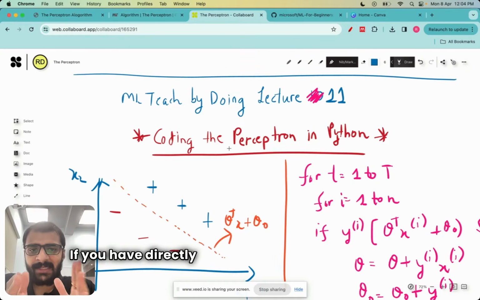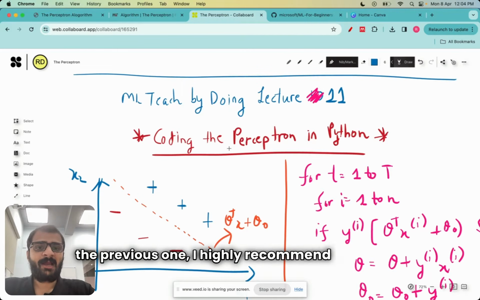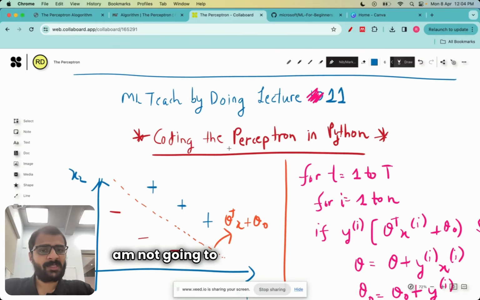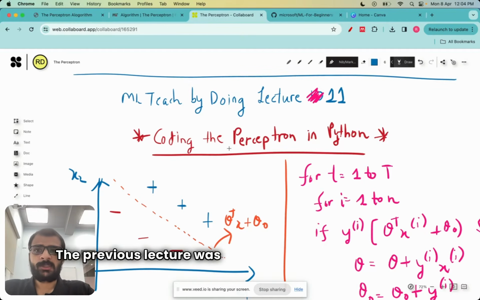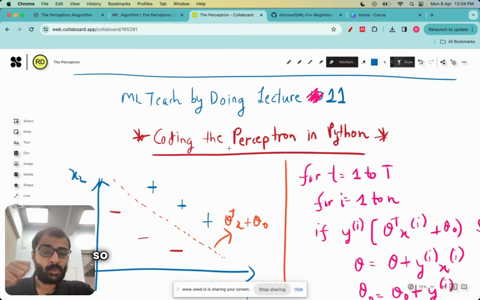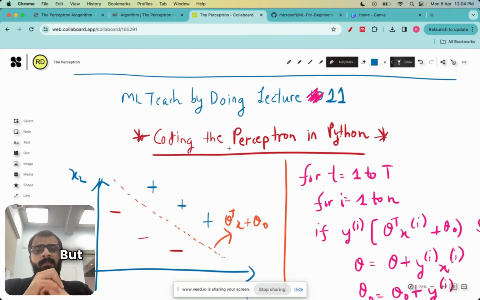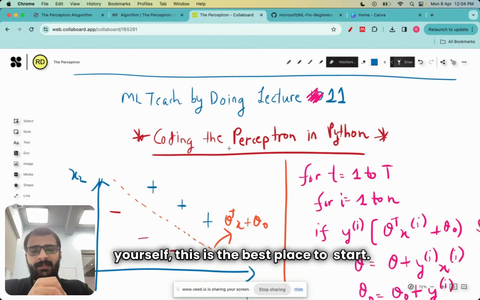If you have directly seen this lecture without seeing the previous one, I highly recommend that you go through the previous lecture, because in this lecture I'm not going to explain the algorithm. I've already done that in a lot of detail in the previous lecture. The previous lecture was around 1 hour 15 minutes long, so it was quite detailed, and I go through the algorithm step by step and what it really means. But if you have been through the previous lecture and want to know how to code the perceptron in Python yourself, this is the best place to start.